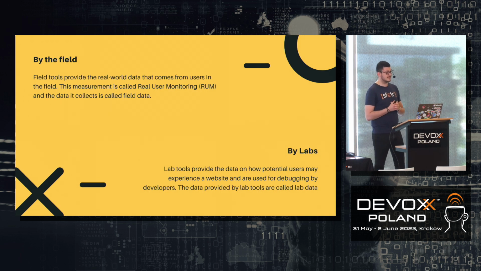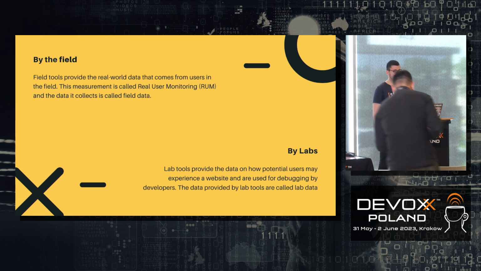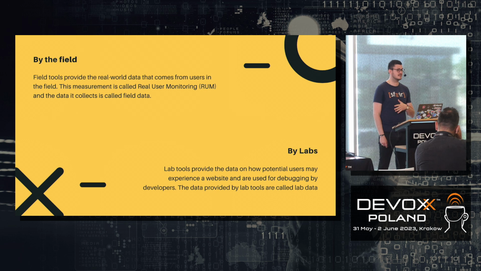So we know what Core Web Vitals really are now. It's true, but we don't know how to retrieve them. And this is the most important part of this talk. There are 2 ways to retrieve the user experience metrics. The first way is by the field. All field tools provide real-world data that comes from users in the field.